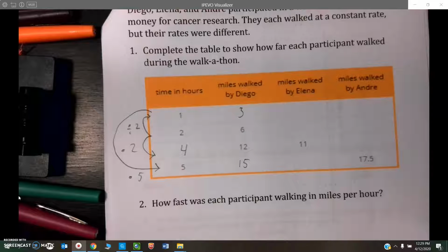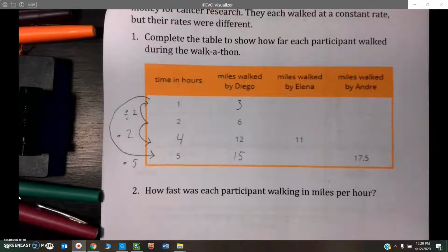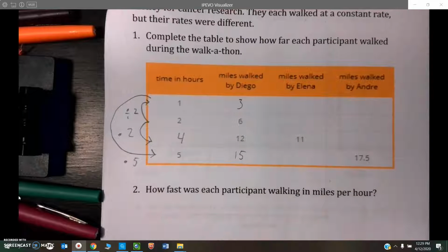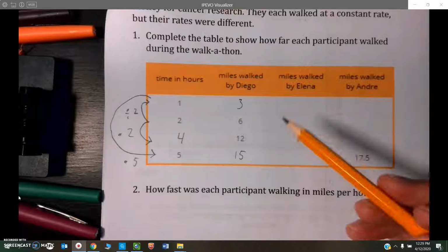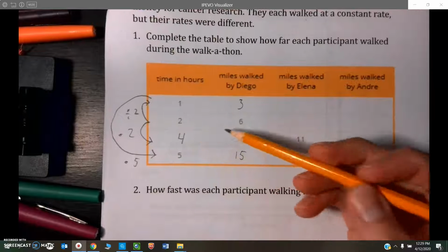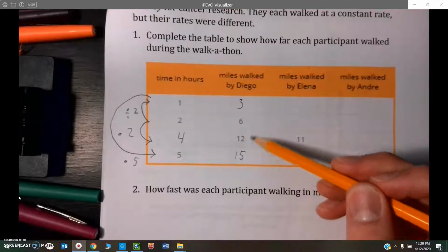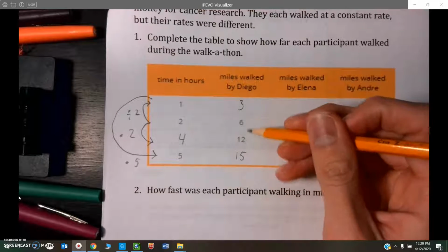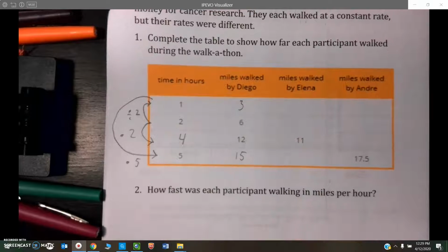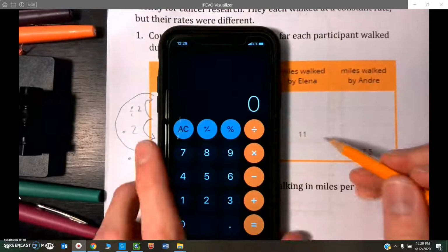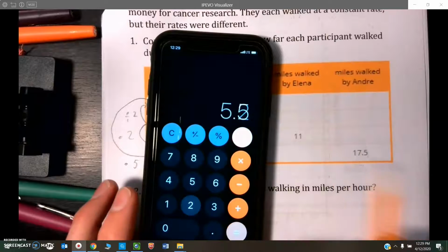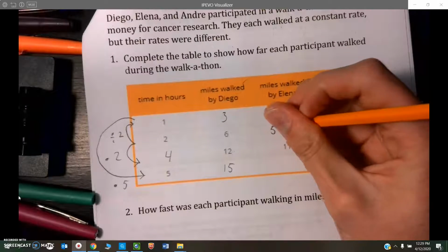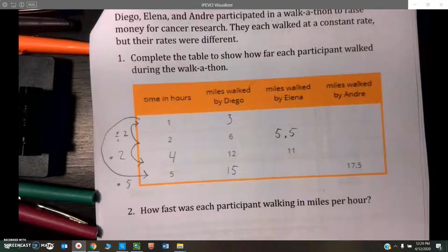Alright, so now let's work with Elena and Andre. We have a little less information for each of them, and their numbers are a little bit less kind to work with. Diego's are really nice because they're all simple whole numbers, but we can still figure out Elena and Andre just the same. So, I know to go from this row to this row, I have to divide by 2. To get from 12 to 6, I'm dividing by 2, so I'm going to take Elena's 11 miles that she walked and divide it by 2. So that meant she walked 5 5/10 miles in 2 hours.